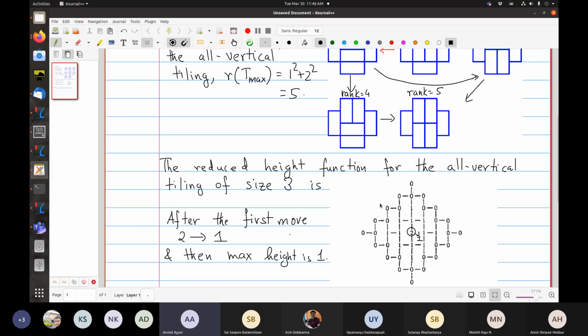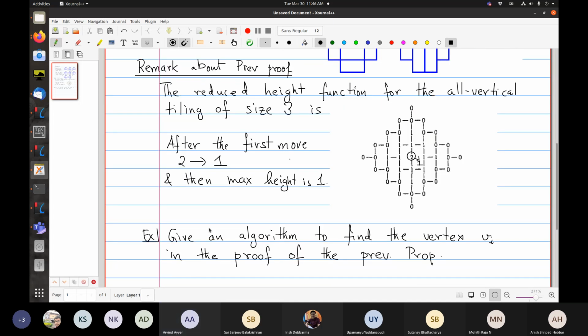Okay, so this is a remark about the previous proof. How do you choose the next vertex?